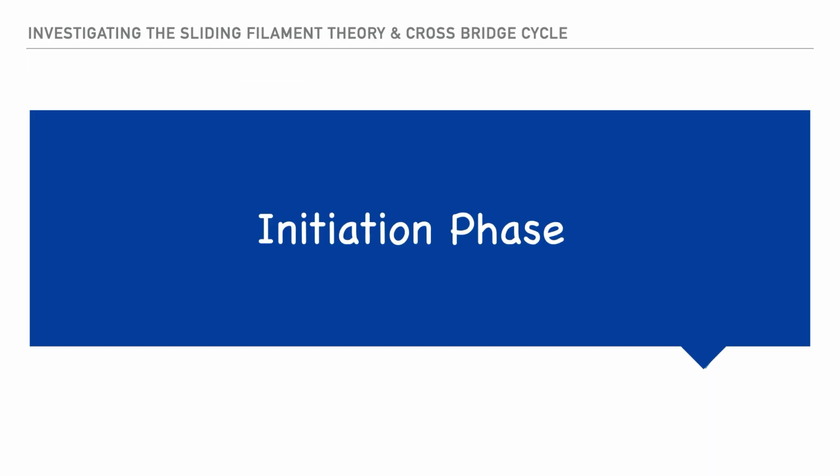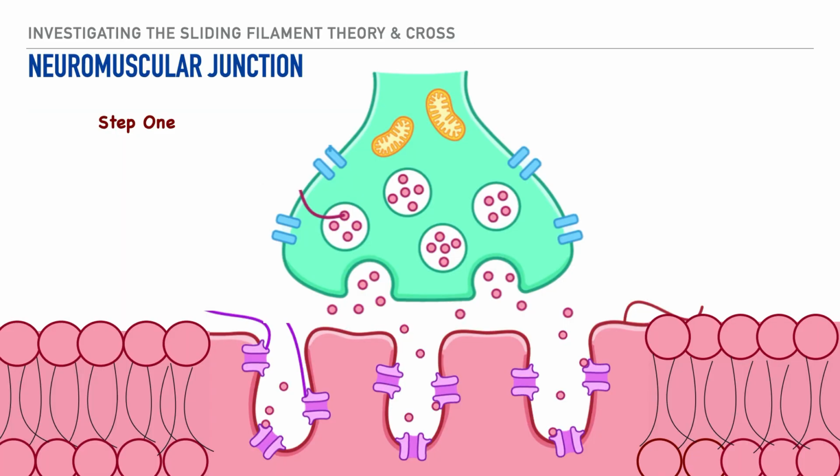Okay, so now that we have the neuromuscular junction labeled, we're going to investigate this process, which we can holistically call muscle physiology. And we'll place it into three phases. Our first phase is the initiation phase. And this phase tells the story of what happens when an action potential meets the skeletal muscle fiber. So our very first step is just that. An action potential arrives at the axon terminal, also known as the motor neuron ending.